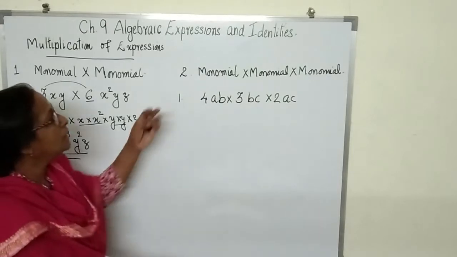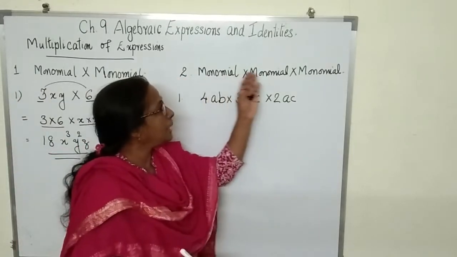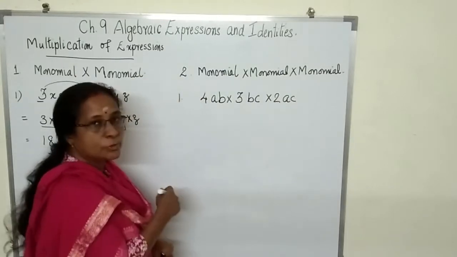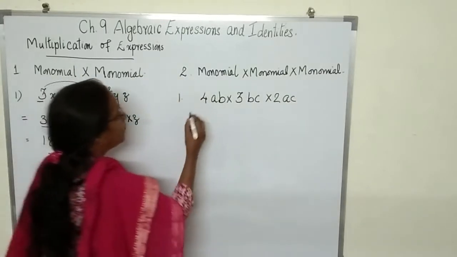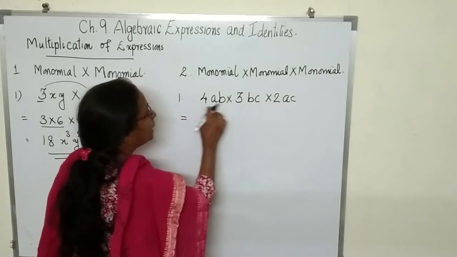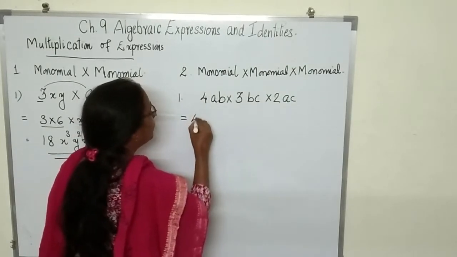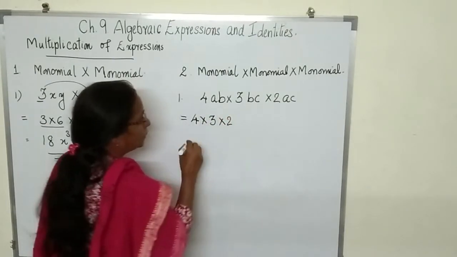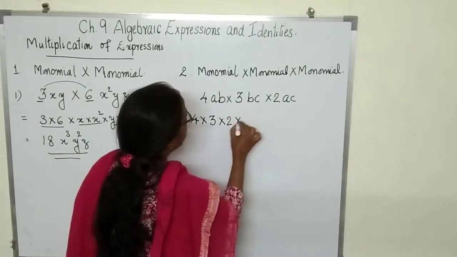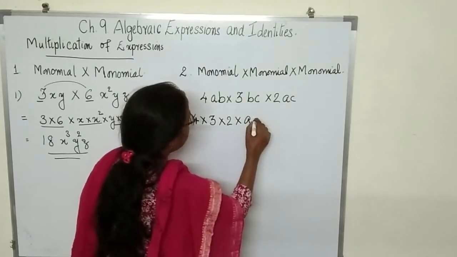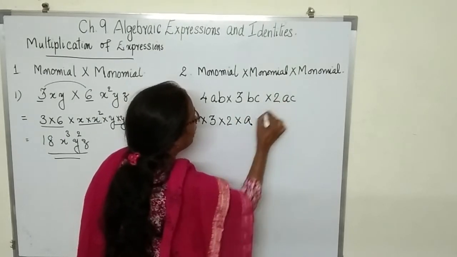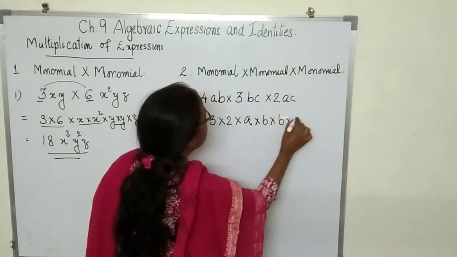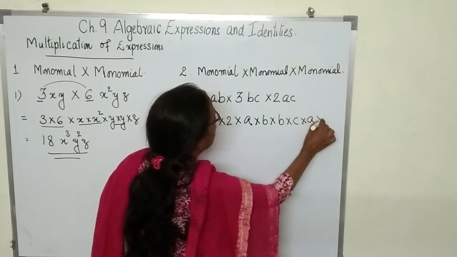Now if it is three monomials, monomial multiplied by monomial, what do we do? The process is the same. So first we multiply the numerical coefficients: 4, 3 into 2, and here a, here one more a, or you can write a into b into c into a into c.